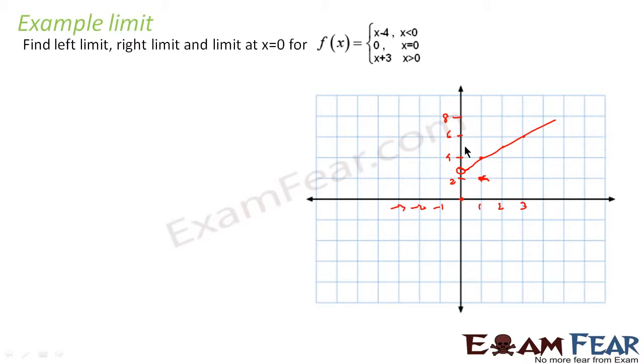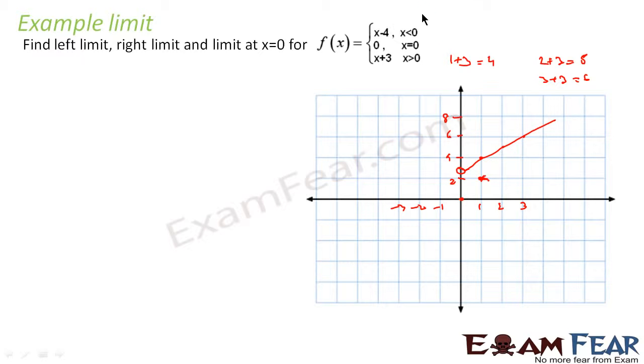For x equal to 1, you get 1 plus 3. That is 4. For x equal to 2, you get 2 plus 3. That is 5. X equal to 3, you get 3 plus 3. That is 6. Now let's draw for negative 1.